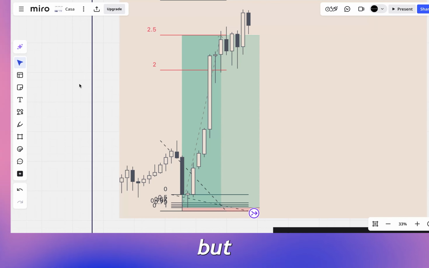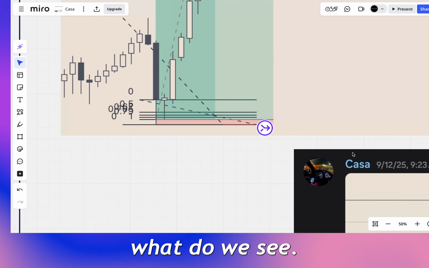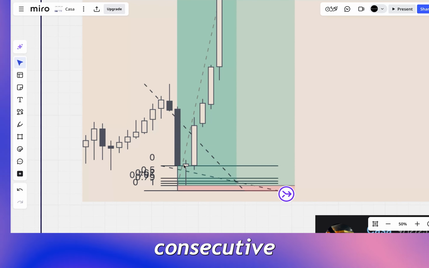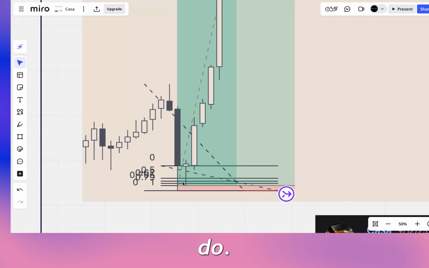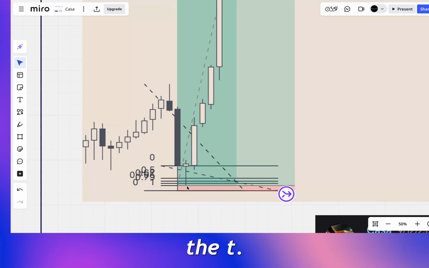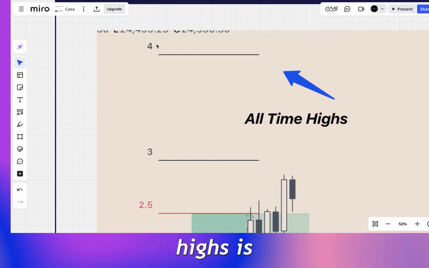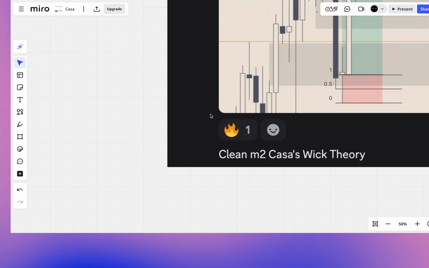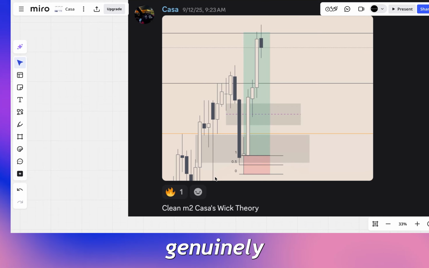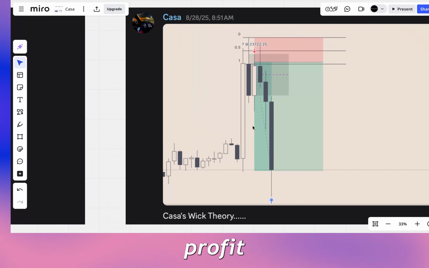This was very similar, but this was on the H1. Right, so what do we see? We have three consecutive wicks. What do? We tap the OTE to the T. The OTE of this wick, boom, straight to take profit. And all-time highs is going to be at that 4. And I'm telling you guys that it's fractal. It's genuinely fractal. This is the M2 time frame. Again, straight to take profit.